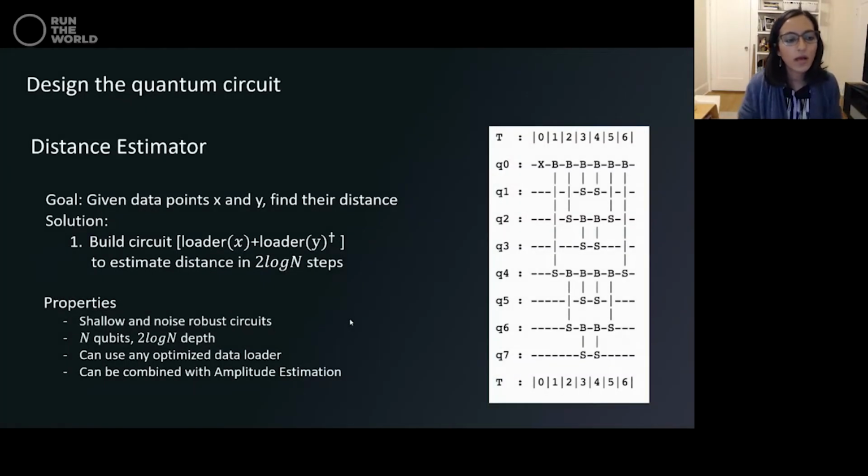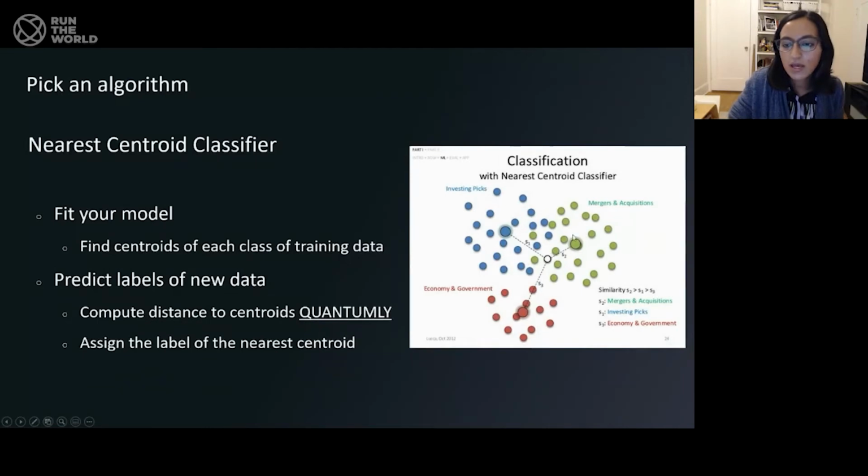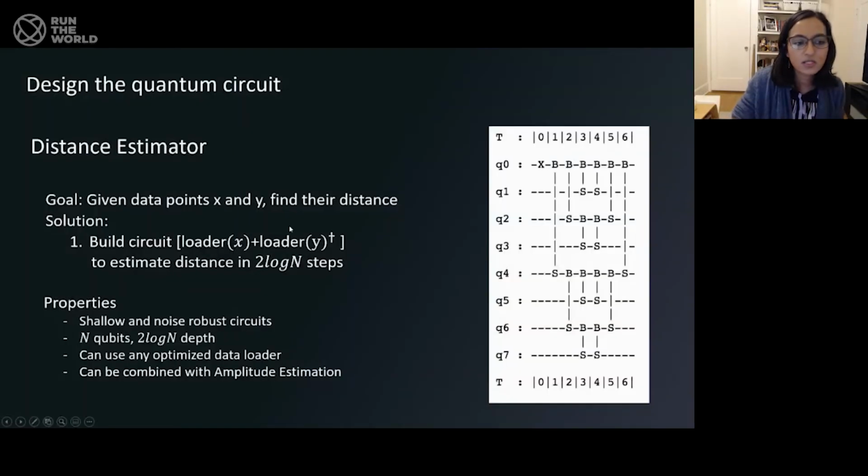Once we've decided what the quantum algorithm is, the second step is to design the quantum circuit. And in this case, Jordanis from QCWare designed this distance estimator circuit. If you were given two data points, let's say the new point over here and the centroid over here, you can compute the distance between the data points X and Y on the quantum computer. And the circuit that was designed had some very nice properties. First of all, it was very shallow. It was only log depth in the number of features in the data point. It also turned out that these circuits were extremely robust to noise.